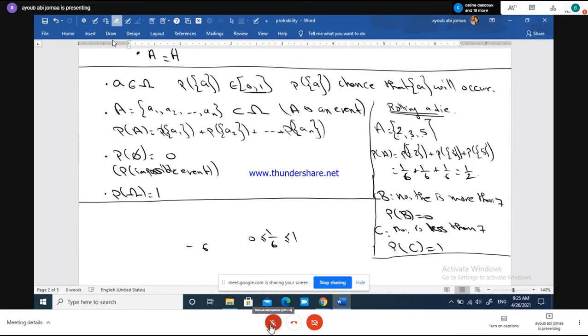Now, we are talking about the impossible event. Yes, there is a zero chance that this event will occur. There is no chance that this event will occur. Right? Check, the probability of the empty set phi is zero. It will not occur. Okay? Okay. Clear? Then, equiprobable space.